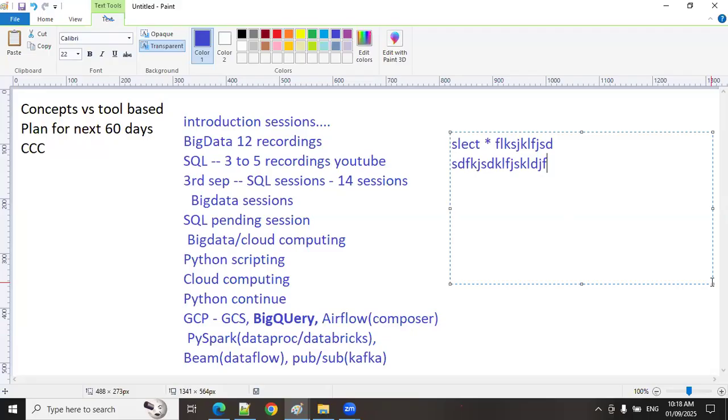I'll give the scripts. I'll explain what is happening behind them, and how to do the practice.